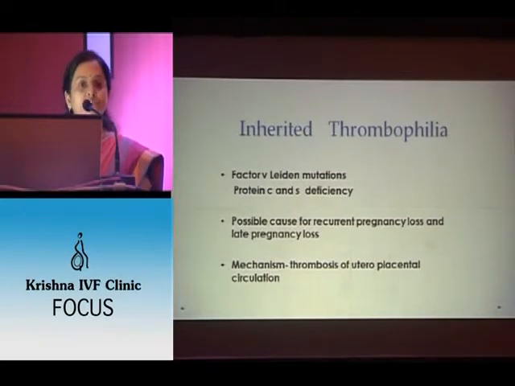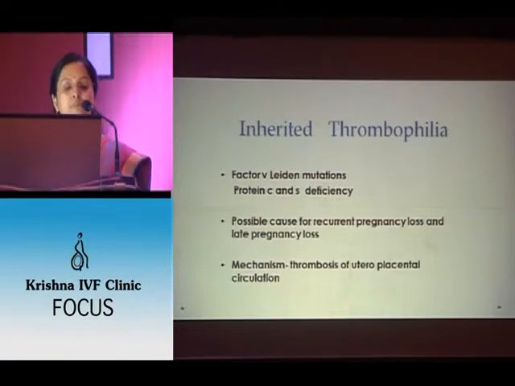Moving on to the inherited thrombophilia. Factor V Leiden mutations, protein C and protein S deficiencies leading to thrombophilia are also attributed as possible causes for recurrent pregnancy loss and late second trimester losses. And the mechanism is thrombosis of the uteroplacental bed.